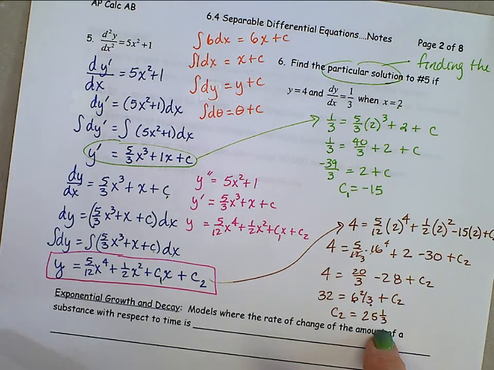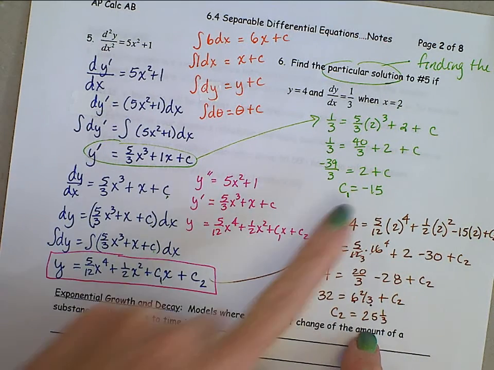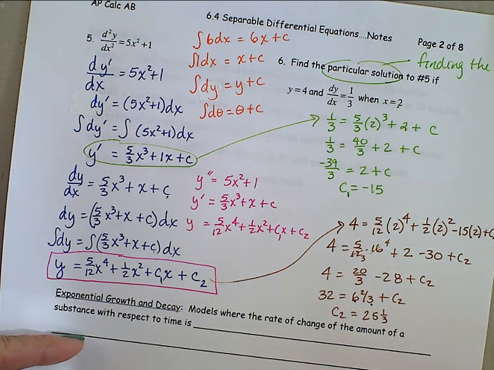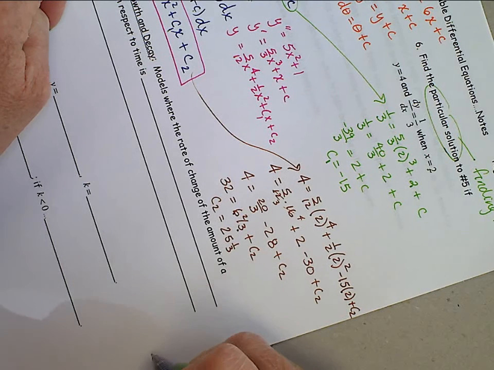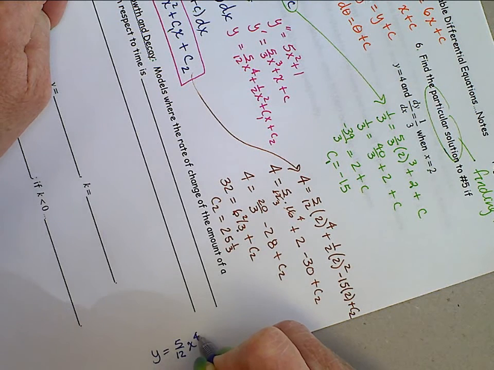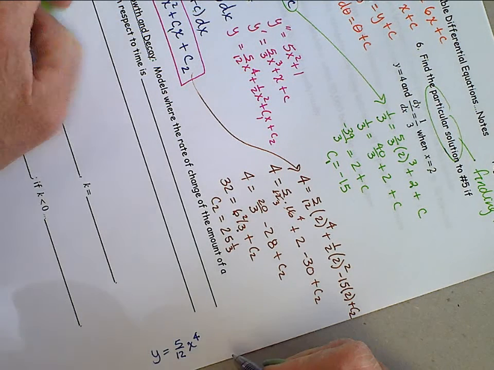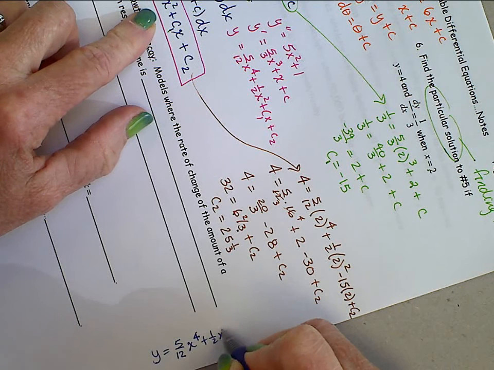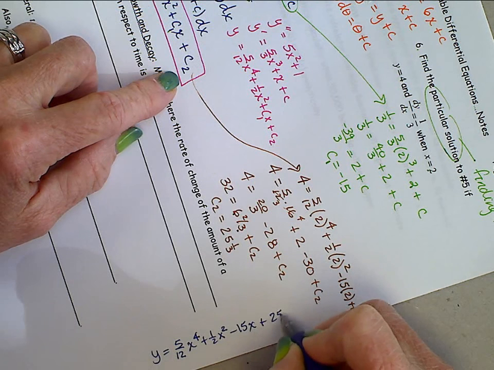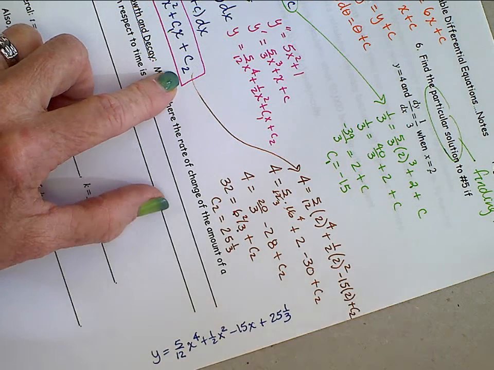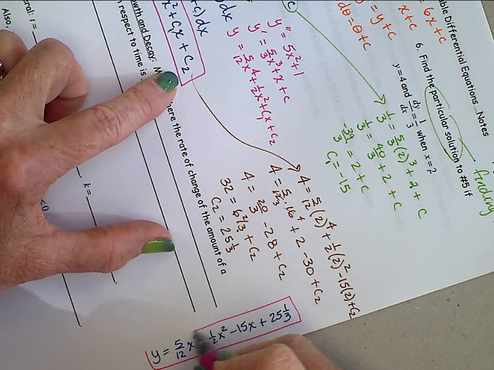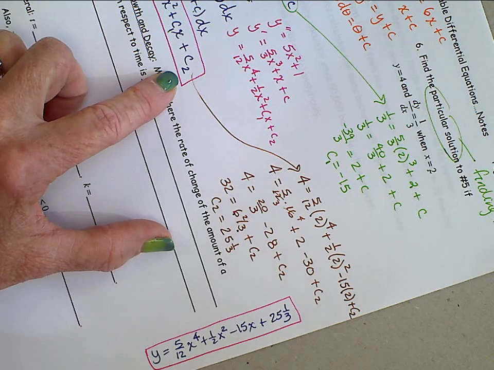The last bit is you have to put all these constants back into this equation. I'm going to have to write it sideways down here because I'm out of space. So your final answer is going to be y equals 5/12 x to the 4th plus 1/2 x squared minus 15x plus 25 1/3. Although if you would like to leave that as 76/3 for that final constant, you may as an improper fraction. There's your final answer for number 6.